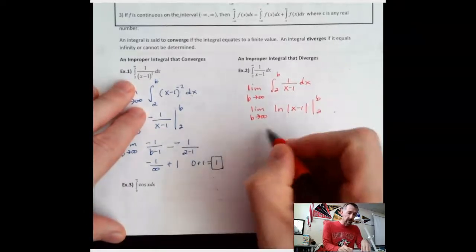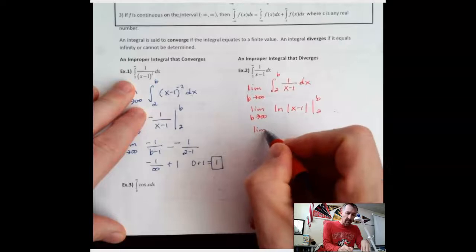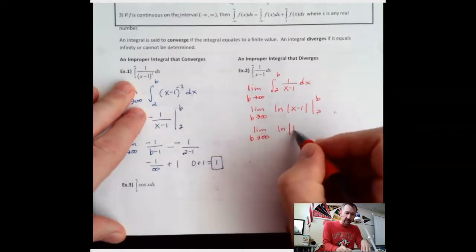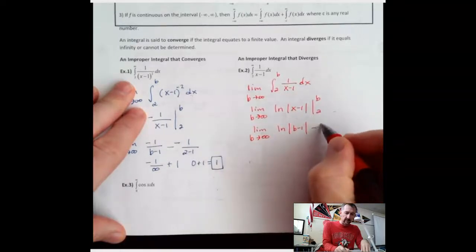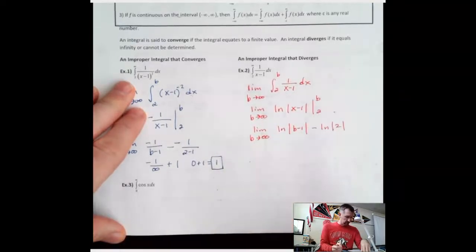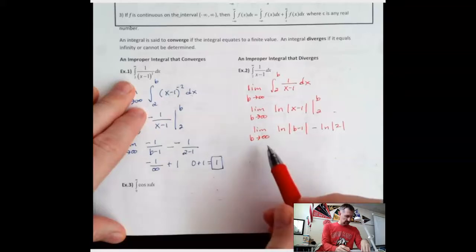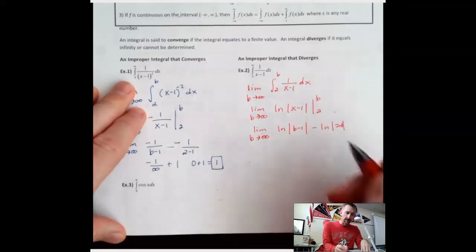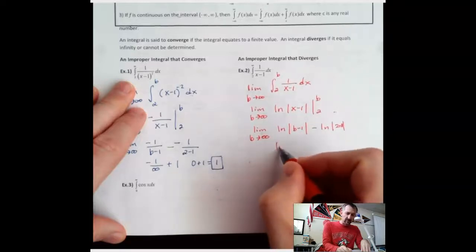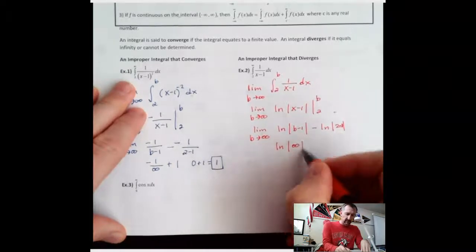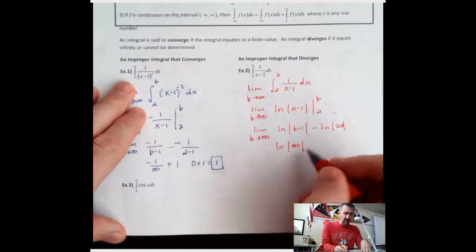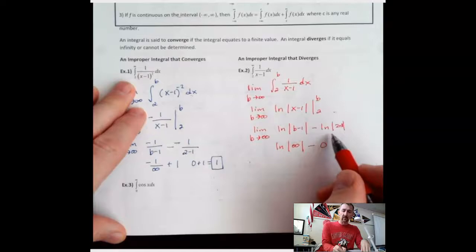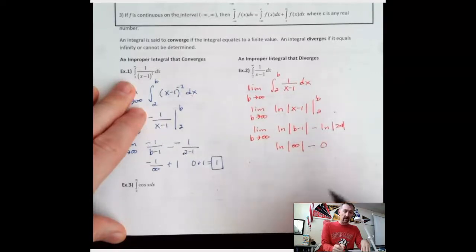So, one more step there, writing that limit down over and over again: the natural log of b minus 1, minus the natural log of 2 minus 1. So that's going to be the natural log of infinity minus 1, which is infinity. I don't really need the absolute value there anymore. And then the natural log of 1 is 0. E to what power equals 1? E to the 0 power equals 1.